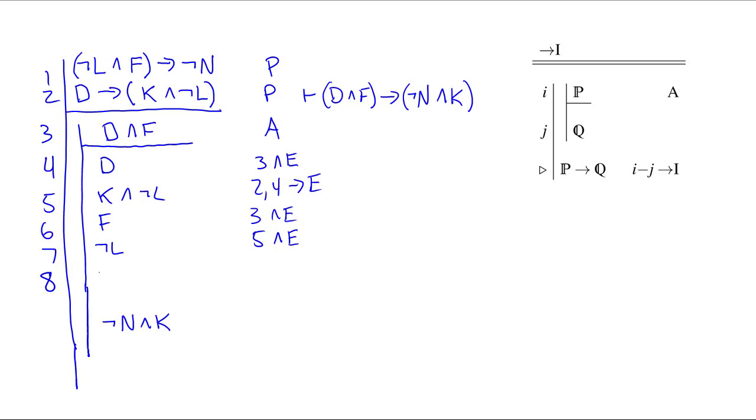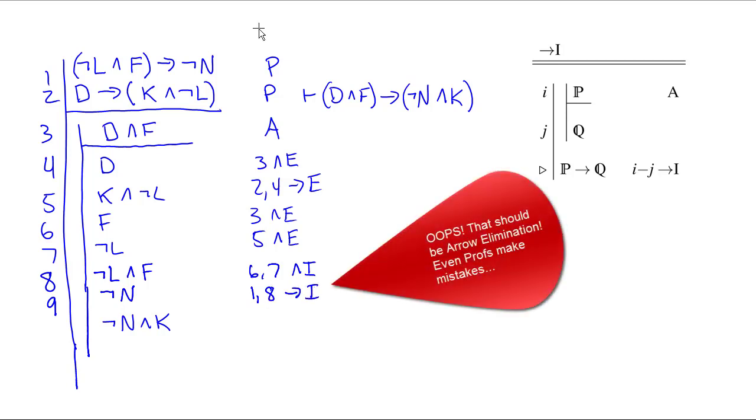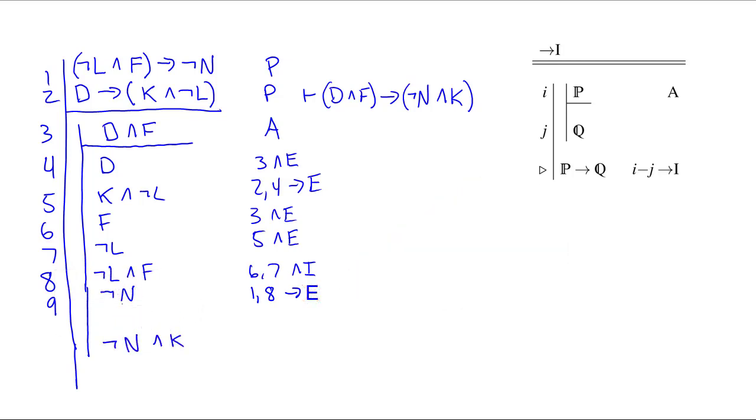So I'll put the F and the not L together in the same order in which they appear in the antecedent of line 1. That's a conjunction or wedge introduction. Those two together will get me the consequent of line 1, which is the not N. So that's 1, 8, arrow introduction. Still need a little more room. Scooch that down. Now I've got a not N in line 9.